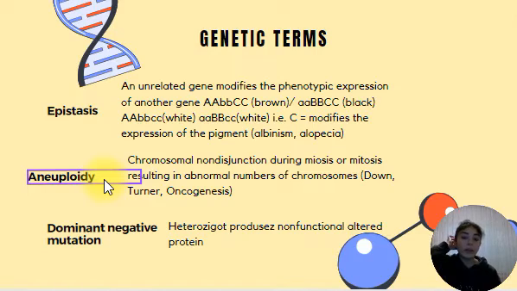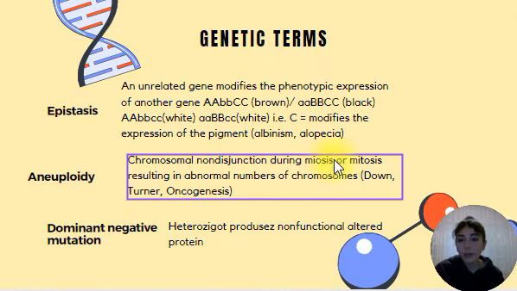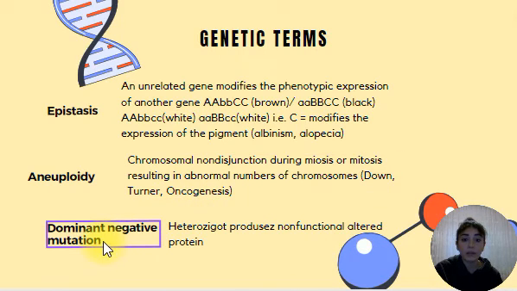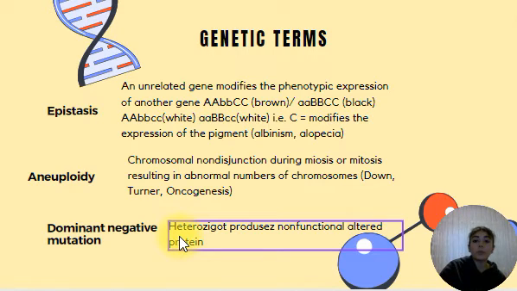Aneuploidy is when non-disjunction of your chromosome occurs during meiosis or mitosis, doesn't matter, right? It will result in an abnormal number of chromosomes in Down syndrome, Turner syndrome, or it will contribute to tumor development, right? Oncogenesis. Dominant negative mutation is when this occurs: a heterozygous genotype produces non-functional altered proteins, right?